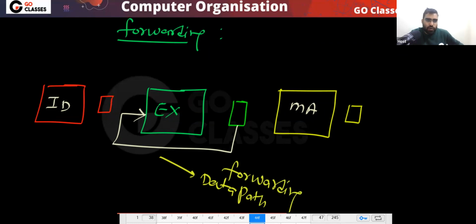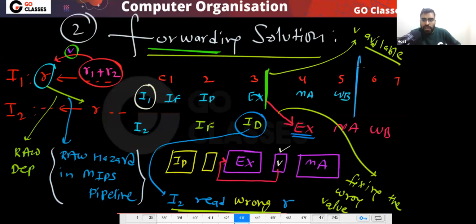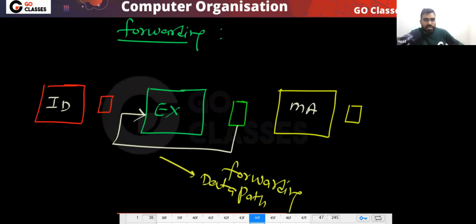Actually, the name is forwarding, but the data path is like backward. The name is forwarding because you are forwarding the data. You don't have to wait till the end; you can take the data from here. That is the reason this is called forwarding. This is your forwarding data path.